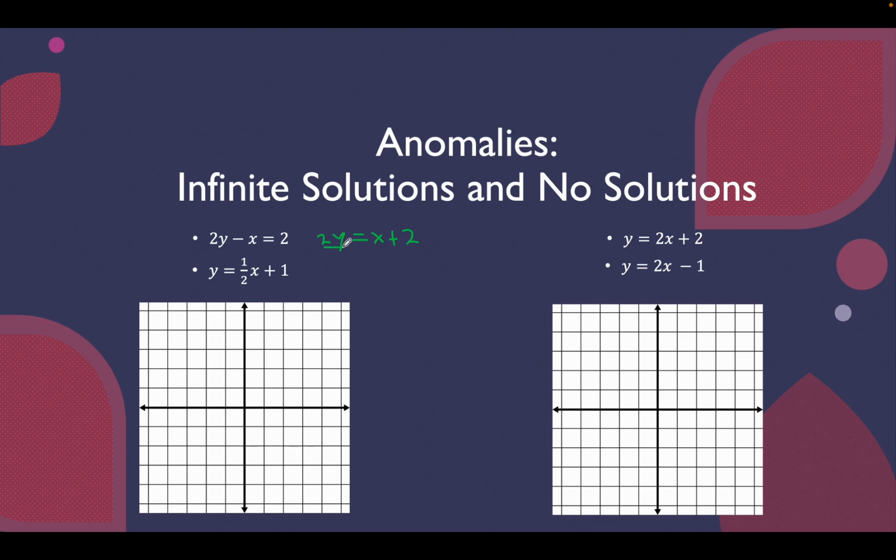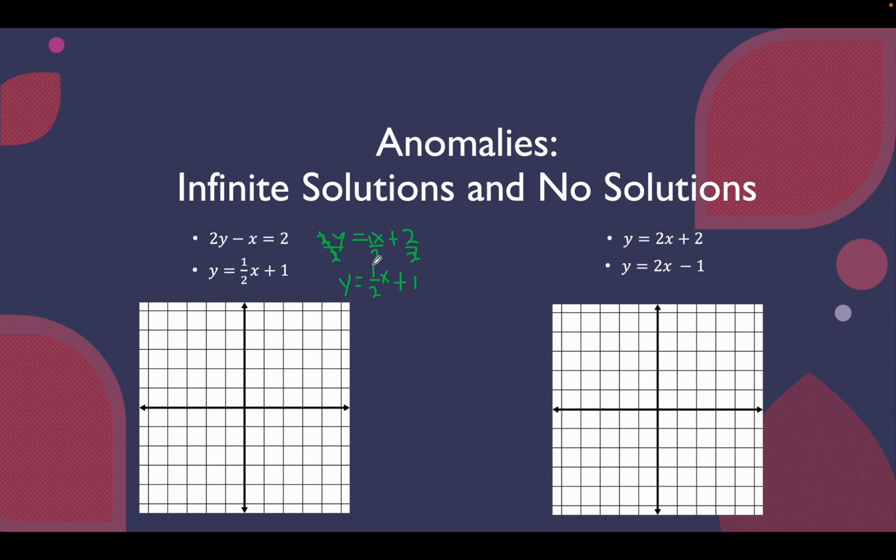Got to get rid of this 2. So I'll multiply by 1 over 2, and it'll divide this guy here by 2 as well, which will make this 2 divided by 2 equals 1. So we have 1/2 x plus 1 equals y.